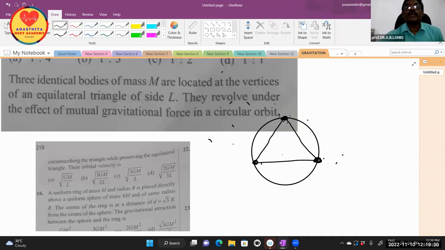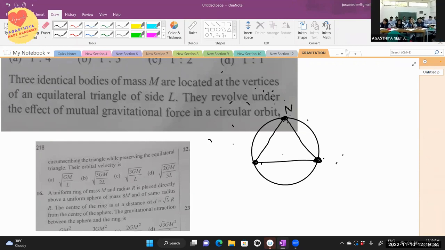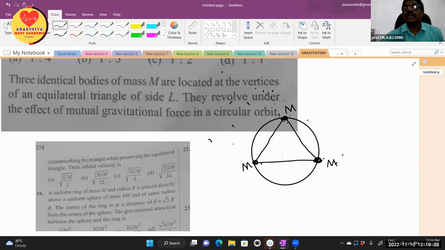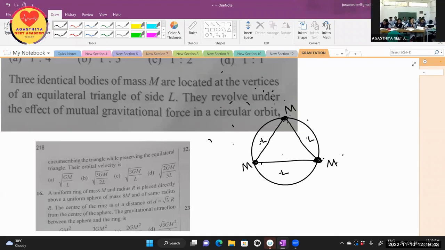Three identical bodies of mass m located at the vertices of an equilateral triangle of side L. They revolve under the effect of mutual gravitational force in a circular orbit, maintaining the shape of the equilateral triangle. The question is, what is the orbital velocity?